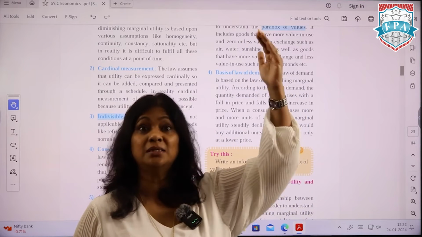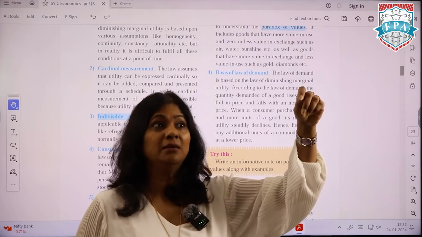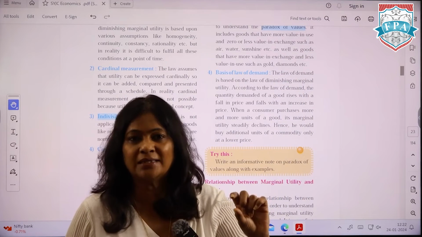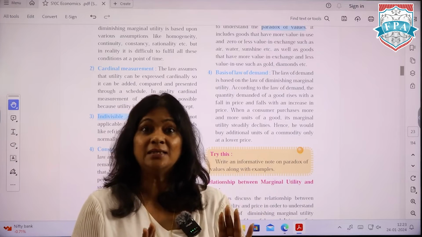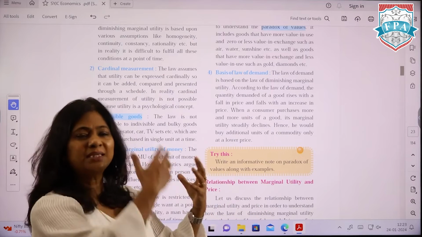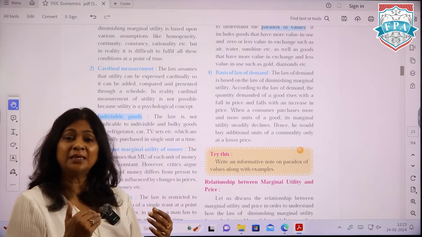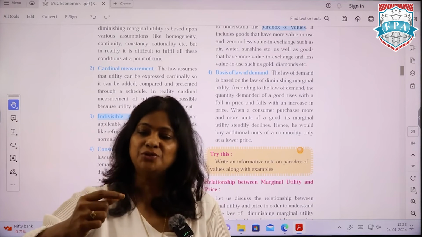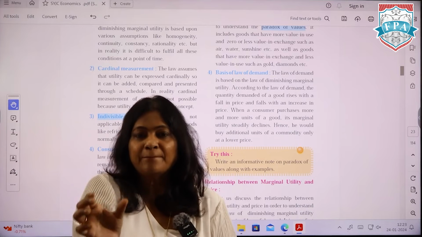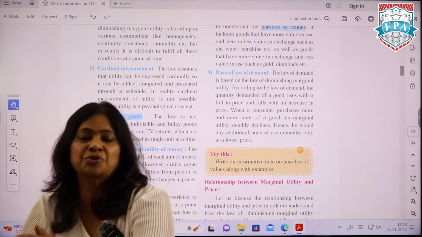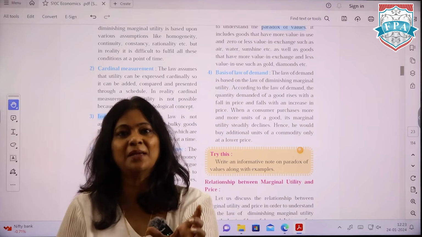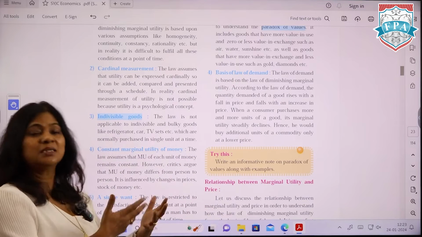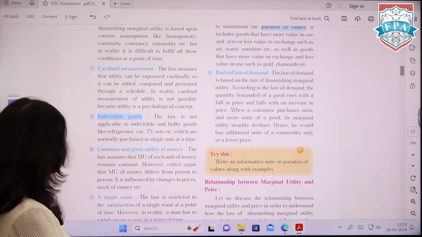Maybe eating the first gives 10, eating the second gives 11, and then eating the third gives 8. They say practically marginal utility is not so stepwise, because MU believes that whatever you are consuming is in a constant proportion, right? Size is the same. So this is the biggest criticism about the concept of marginal utility.